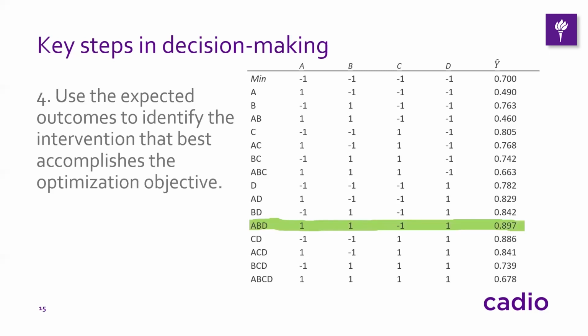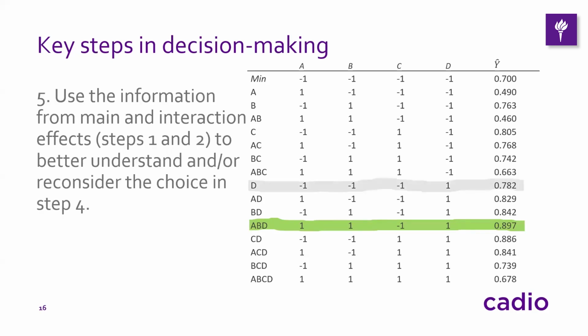So then we can use these to identify the intervention that best accomplishes the optimization objective. So if it's as simple as identifying the intervention with the best expected outcome, that might be this one, the intervention that contains components A, B, and D, which has the largest expected outcome.